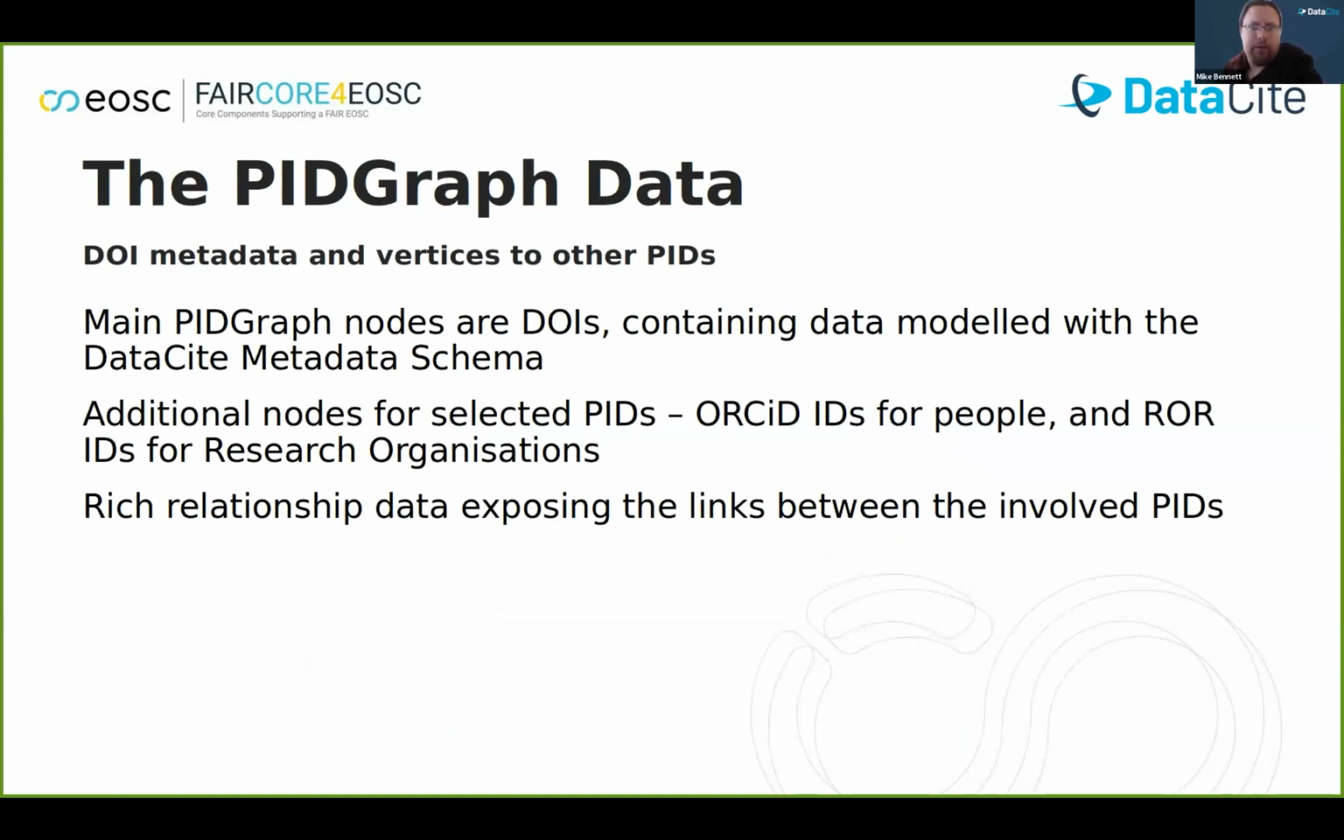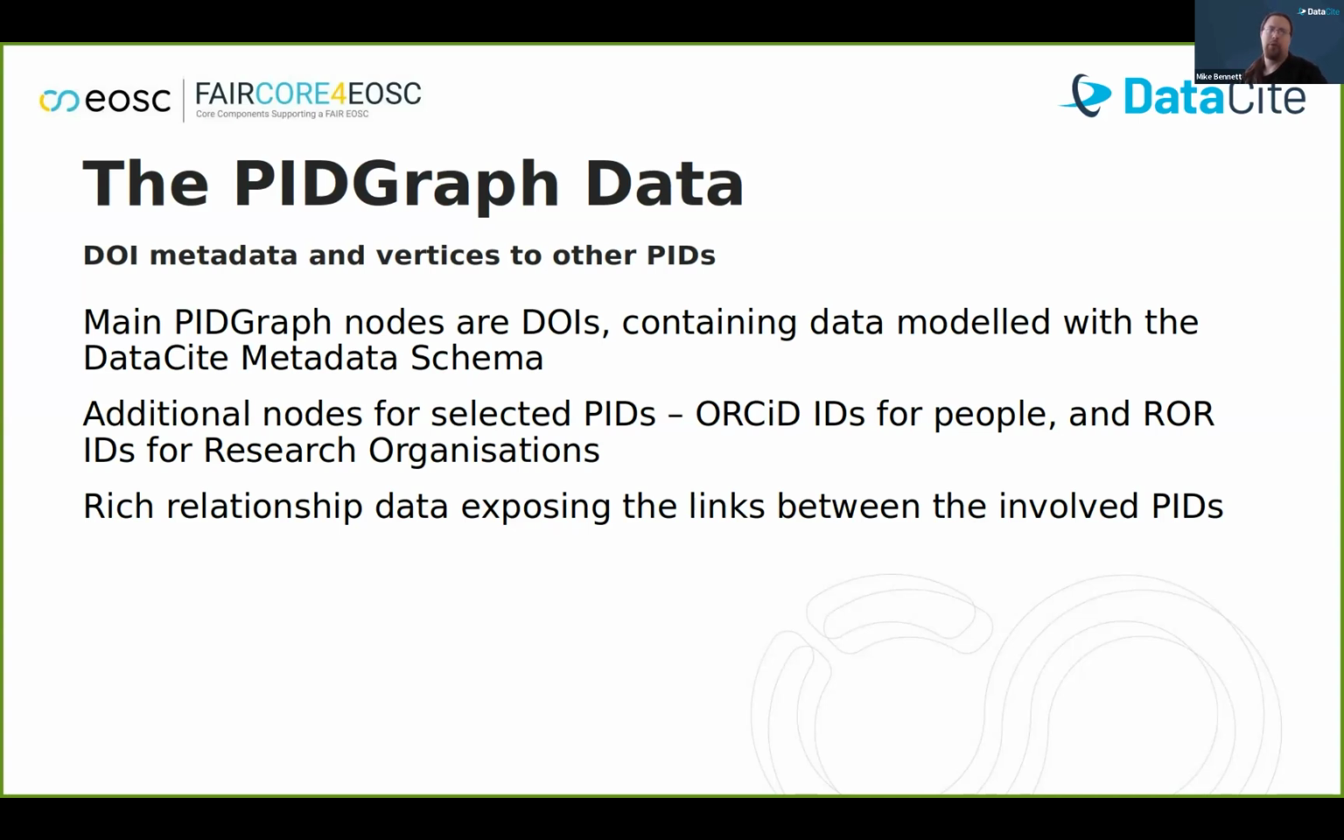So the main data that you can find inside the PID graph, the primary nodes, are DOIs, representing all forms of scholarly output: data sets, research articles, book chapters, anything you can assign a DOI to, instruments, samples, etc. The data inside there is modeled with the DataSite metadata schema, and this includes when the data comes from outside of DataSite too. We have crosswalks that make sure that when we're ingesting DOIs from other registration agencies, the data is all mapped so that it's a consistent format for every node.